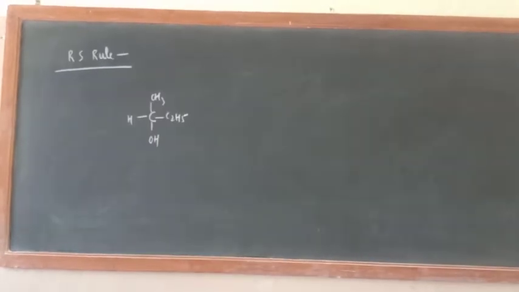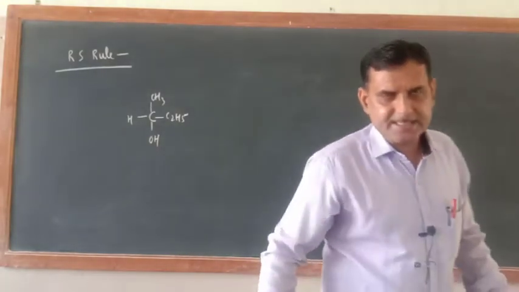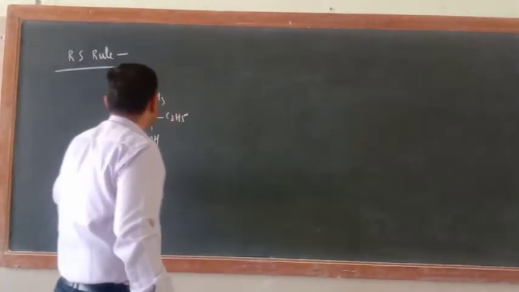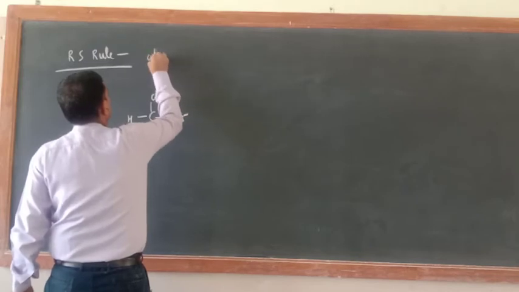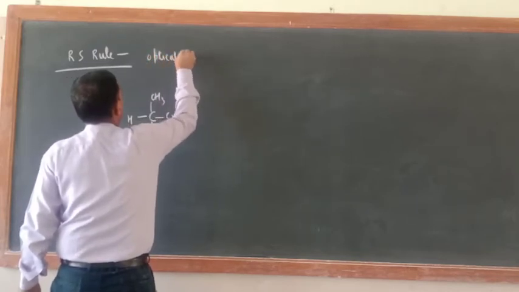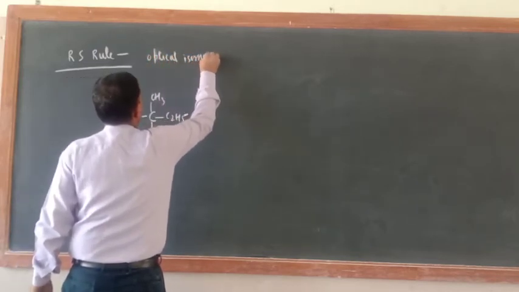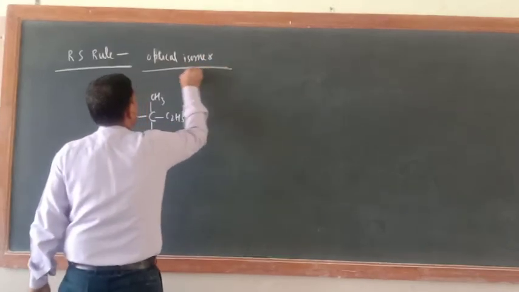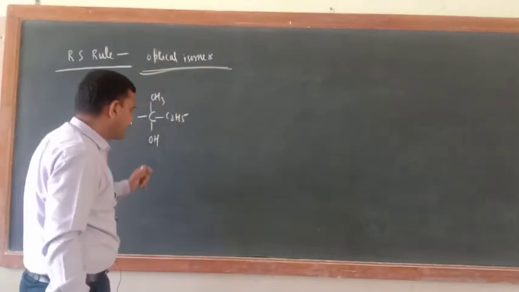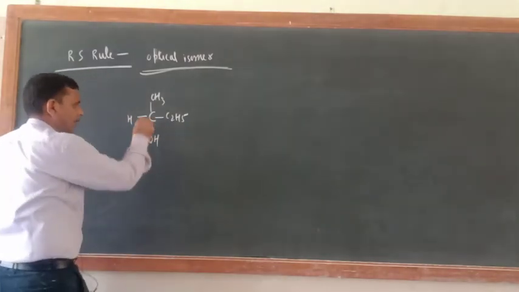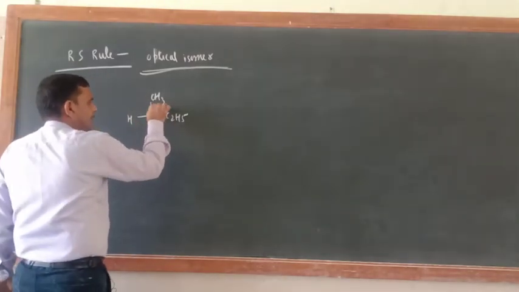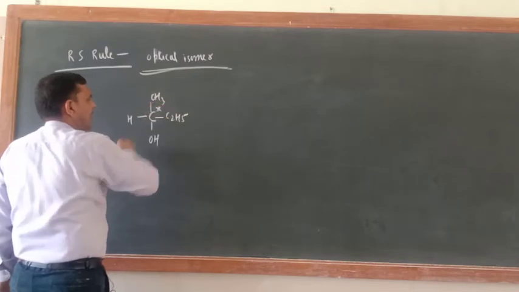Okay, so now the RS rule, rectus and sinister rule. This is for optical isomers, DL isomers, dextrorotatory and levorotatory. First begin with a simple example. This is the compound where this carbon atom is the chiral carbon atom.